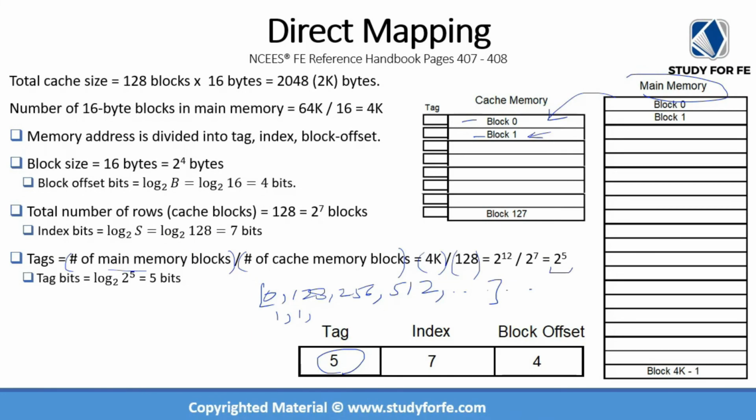And this is the formula. This formula will change depending on what type of mapping you are using. So in the case of direct mapping, this is how we can calculate it. And the number of tag bits would simply be equal to log base 2 of 2 raised to power 5, which is equal to 5 bits.